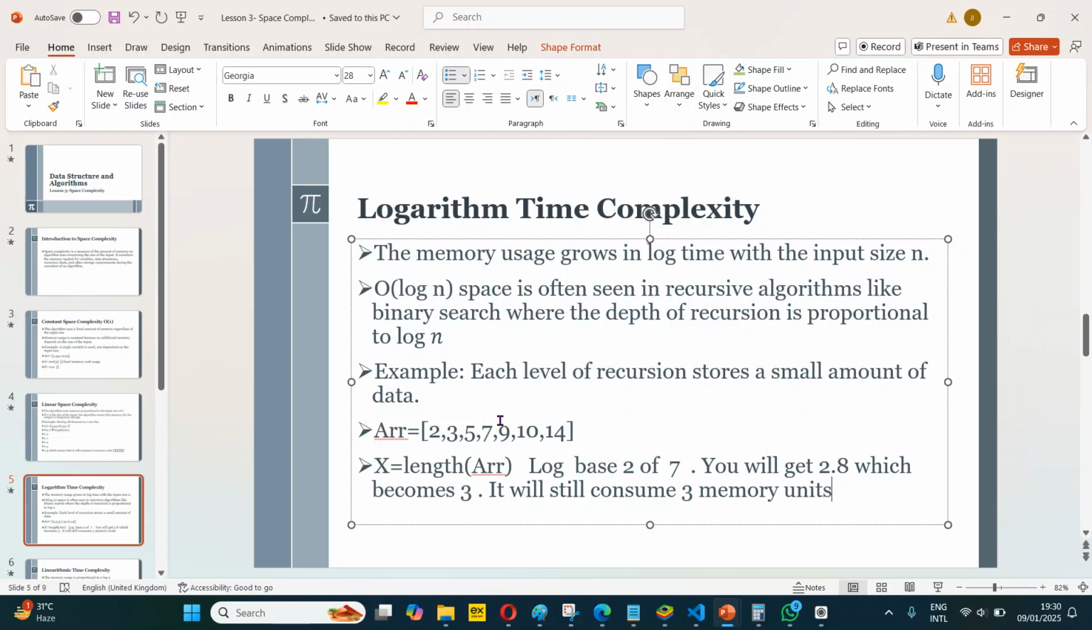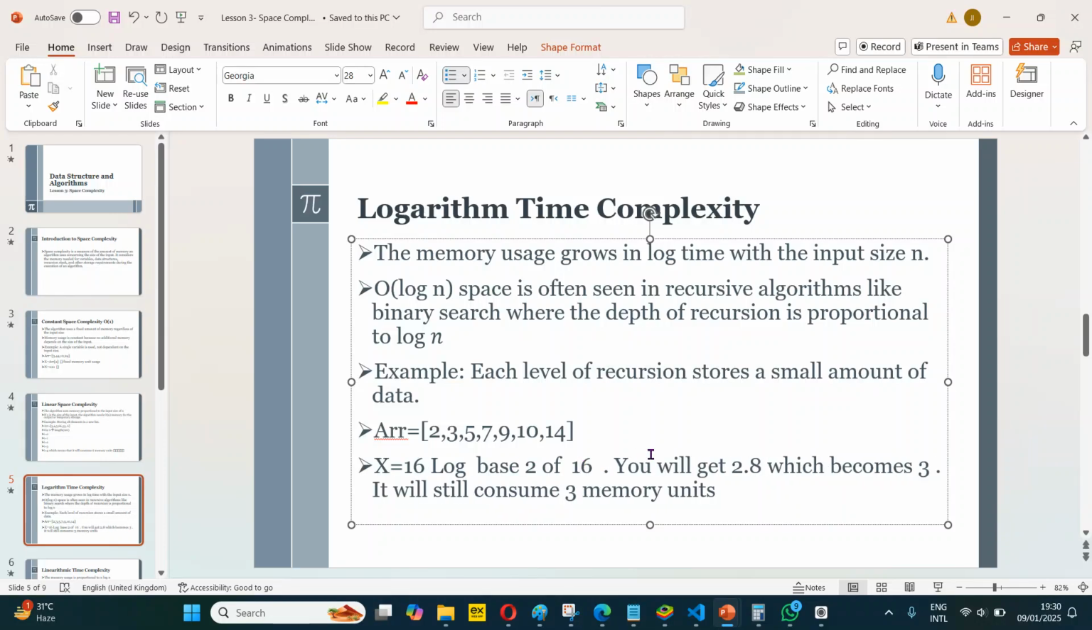Now, what if there are 16, right? What if x is 16 items? It means log of base 2 of 16 will give you what? 2 times 2, which is 4, times 2, which is 8, times 2, which is 16. So it means that 2 raised to the power of 4 will give you 16, which means that the memory unit will be 4. 1, 2, 3, 4.